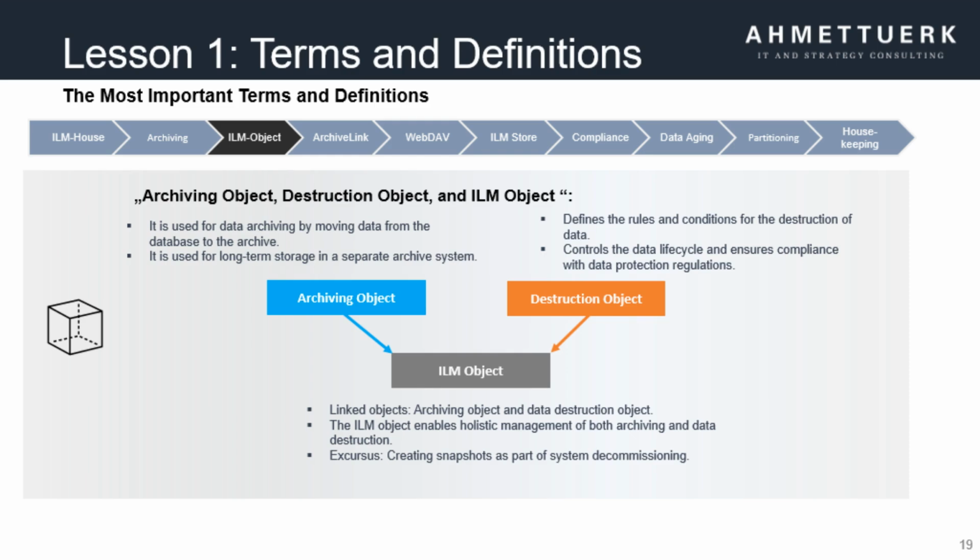Archiving objects are used to move data from the database into the archive for long-term storage. Destruction objects define the rules and conditions for securely deleting data, always in compliance with data protection regulations. The ILM object links both worlds, enabling a holistic management of the entire data lifecycle, from secure archiving to compliant destruction.